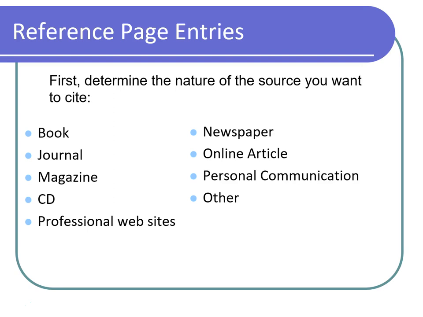And just to let you know, the title page, the abstract, and the reference page don't count towards the 3 pages. So you still need 3. But how do we do the reference page? Well, first you want to determine the nature of the source. And what I'm going to do is show you some examples.